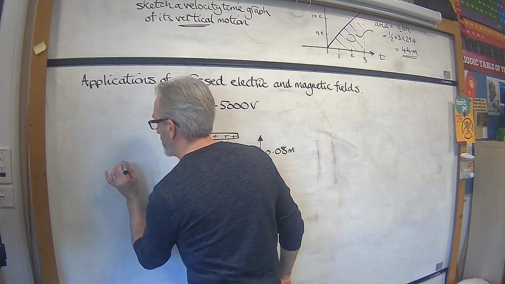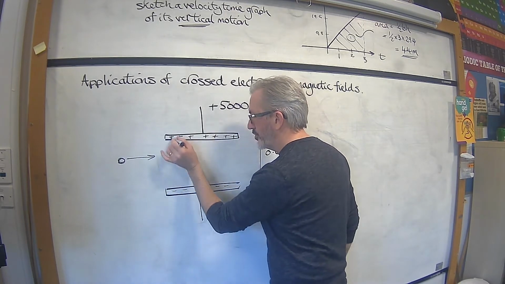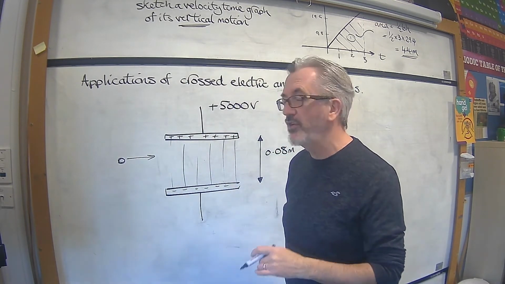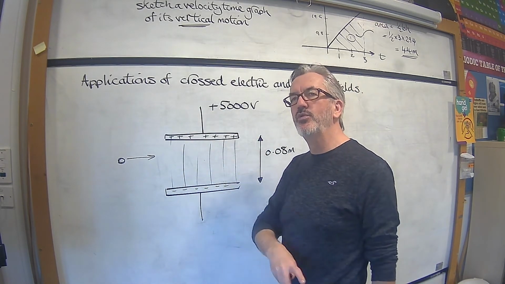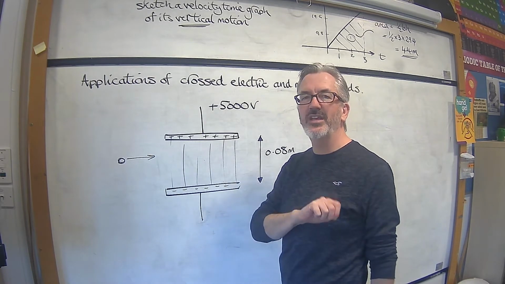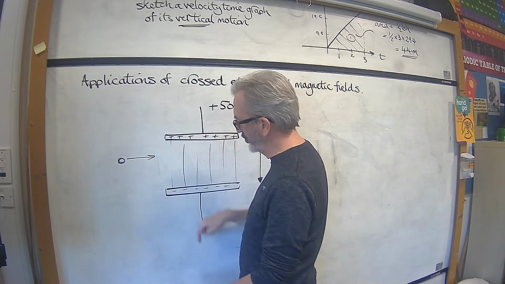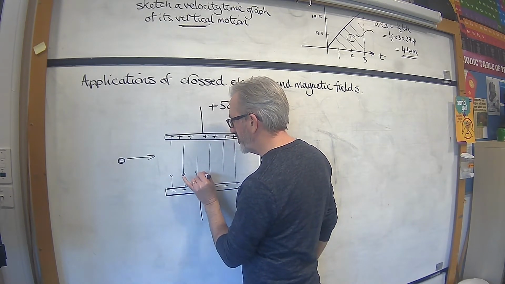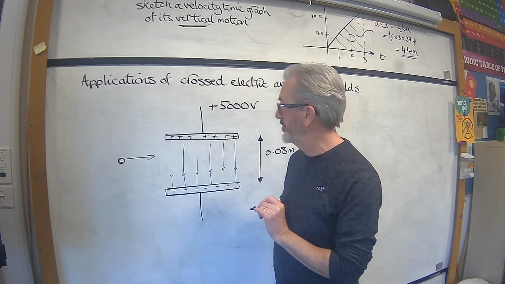If we fire a wee electron in here, that electron is going to be deflected by the electric field between those two plates. Now the direction of the field lines always shows you the direction that a positive charge would move. A positive charge would be repelled down the way. So if I was drawing arrows on here to show the direction, the electric field's pointing downwards.